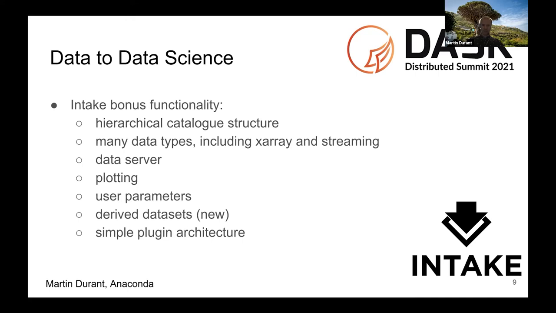Those are indications to the user of which options are meant to be settable, maybe giving a max, min, or range of choices for them. Brand new functionality, you can derive new data sets from other data sets so that you can automatically say, here's the base data set, it's a rather large version, here is data set B that is some aggregation over that data set, and I'm going to use Dask to do that aggregation. That is all hidden from the end user. And we have a plugin architecture, so it's really simple to add new functionality to Intake.